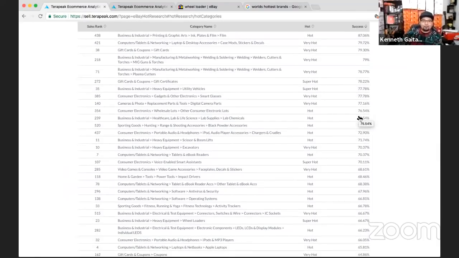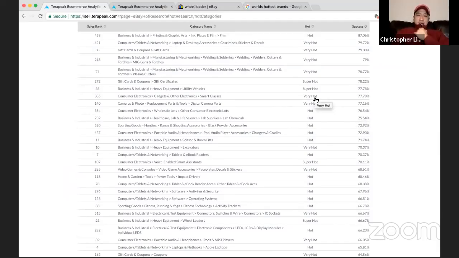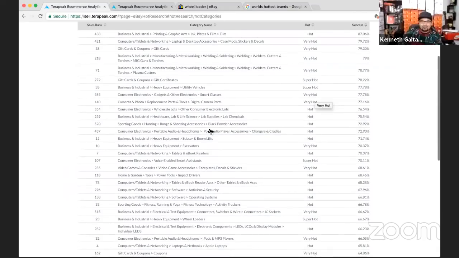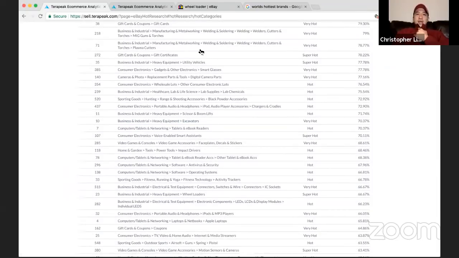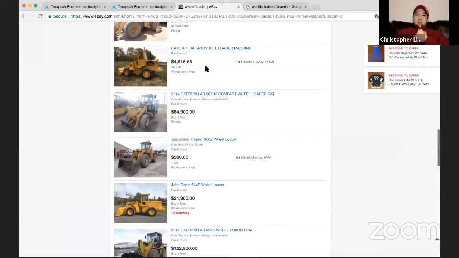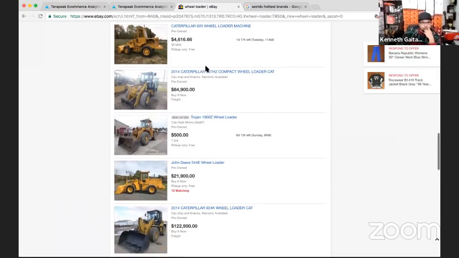Excavator, right there. Excavator, very hot. Number 10, 70%. Whoa. There we go. Go down. Go down, Chris. You see that? Yeah. Oh, no. No industry. All this equipment sells really well. Probably because there's so few of them. Yep. But the demand is high.